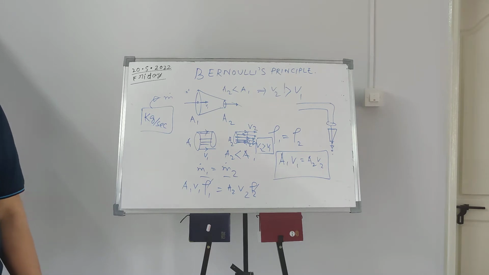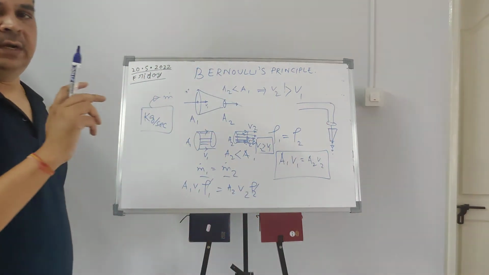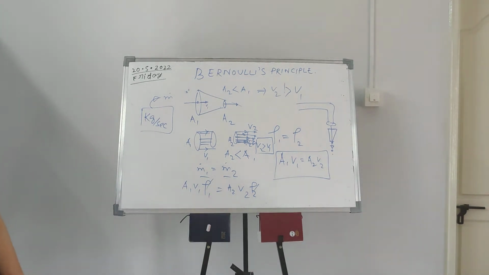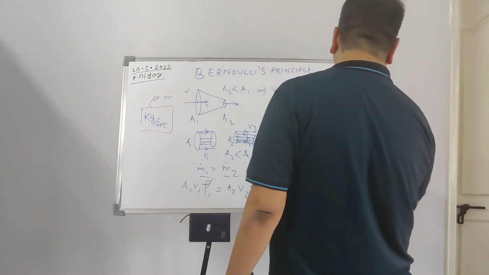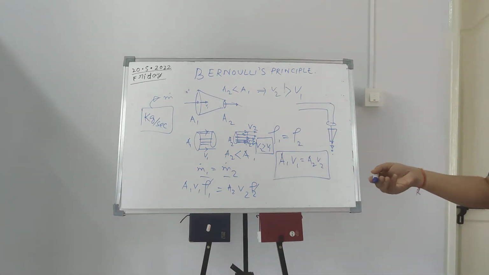Are you listening carefully? Okay. When it is going down, why is the area decreasing and finally getting converted to drops of water? Because when the water is going down, acceleration due to gravity is acting on this, okay.